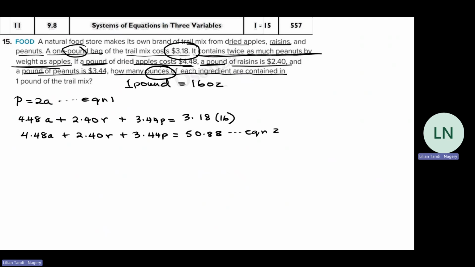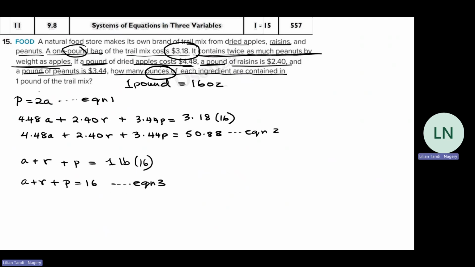Now I need equation 3. We also know that when we mix the A and the R and the P, I should get 1 pound. But since I don't want to use 1 pound, I need to use ounces. So I should multiply this by 16. So this would be A plus R plus P equals 16. And this is my equation 3.